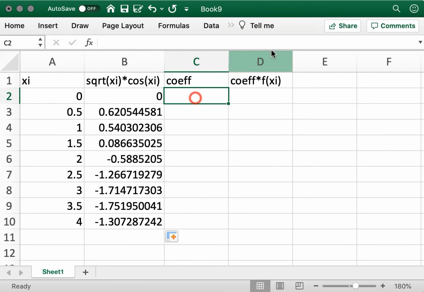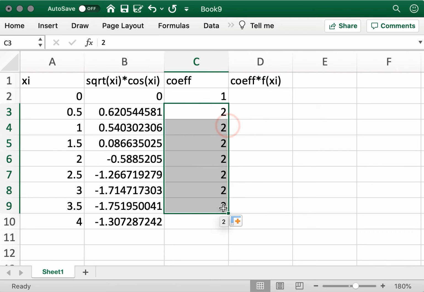Now I need the pattern of coefficients, and for the trapezoidal rule, it's 1, a bunch of 2's, and then 1 at the end.